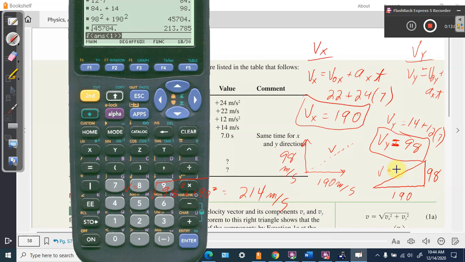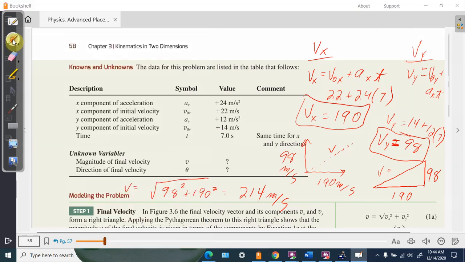So your overall velocity, that final velocity that they speak of, would be 214 meters per second, or 213.7. I rounded up a little bit. The book actually gets 210, I believe. Again, it just has to do with how many decimal points you carry.